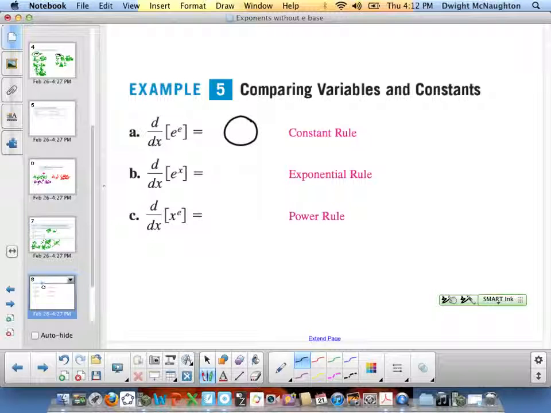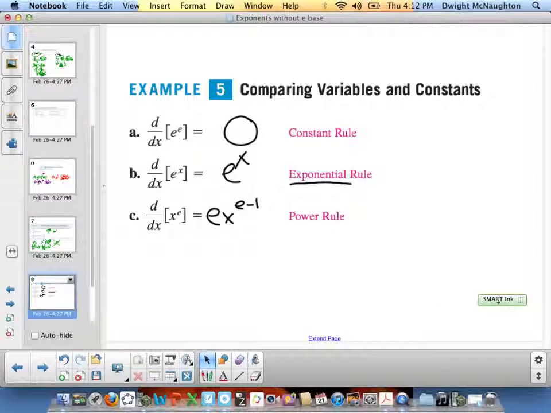For letter B, where's our variable? Well, our variable is in the exponent, so we're going to apply the exponent rule. The derivative of e to the x is e to the x. And in letter C, where's our variable? Our variable is in the base. Our exponent is constant. It's a constant e, so when we apply the power rule, we're going to bring that e out front and power down. So the derivative of x to the e is e x to the e minus 1.